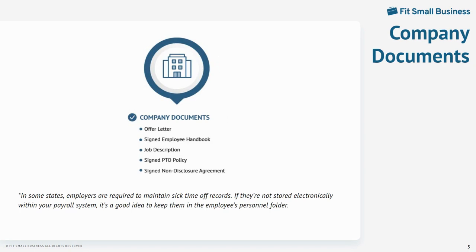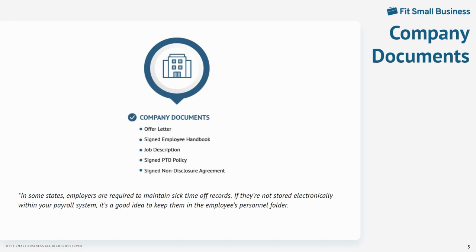Company and policy documents should be included in an employee's personnel file so they can be easily accessed by the employee's manager, payroll team, or employee if needed. While not required, these company documents are good to keep on file. These should show when the employee acknowledged or signed certain policy documents in case of legal issues, including the offer letter or employment agreement, signed employee handbook, job description for the position, signed PTO policy plus leave of absence, sick time, and vacation time records, signed non-disclosure agreement, and a signed sexual harassment policy.